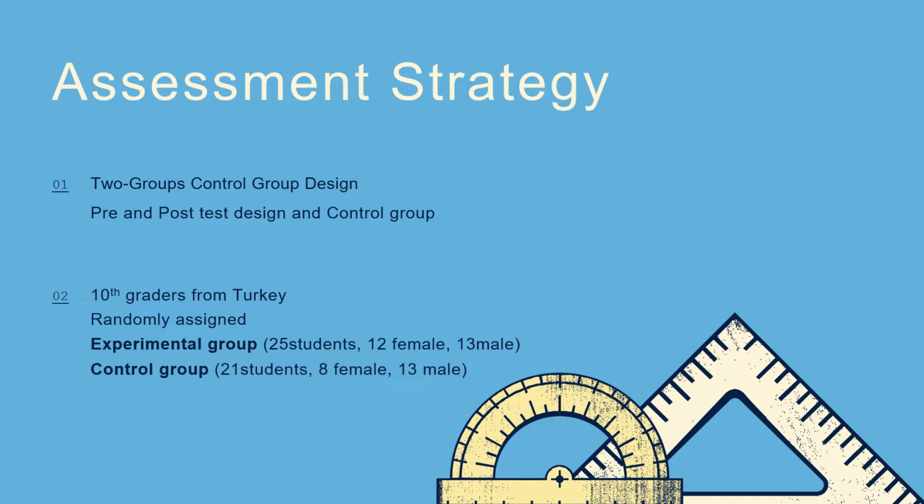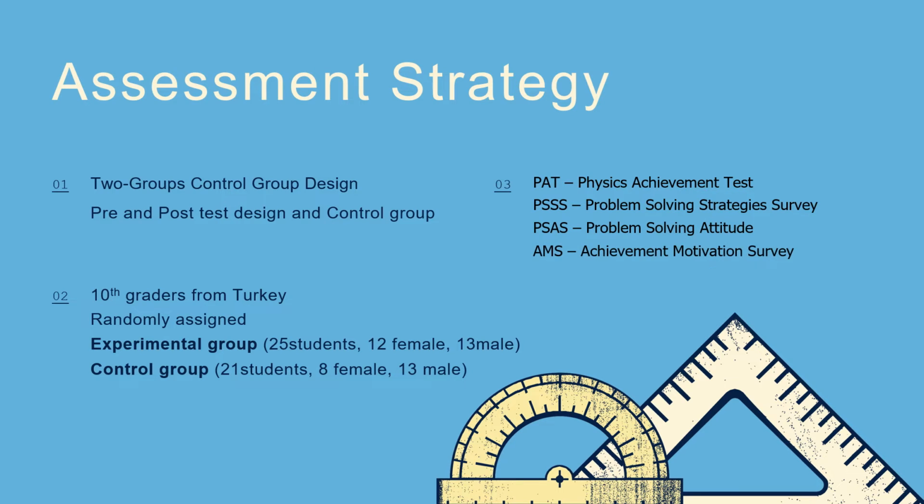female and 13 male. The measuring instruments of the research collected data through a physics achievement test, problem-solving strategy survey, problem-solving attitude survey, achievement motivation survey, and problem-solving worksheets. The study was performed during the spring semester in high school, and the courses were taught by the same instructor using the same schedule with different instructional methods, with the experimental group's teaching method as cooperative learning and the control group's teaching method as traditional teaching.